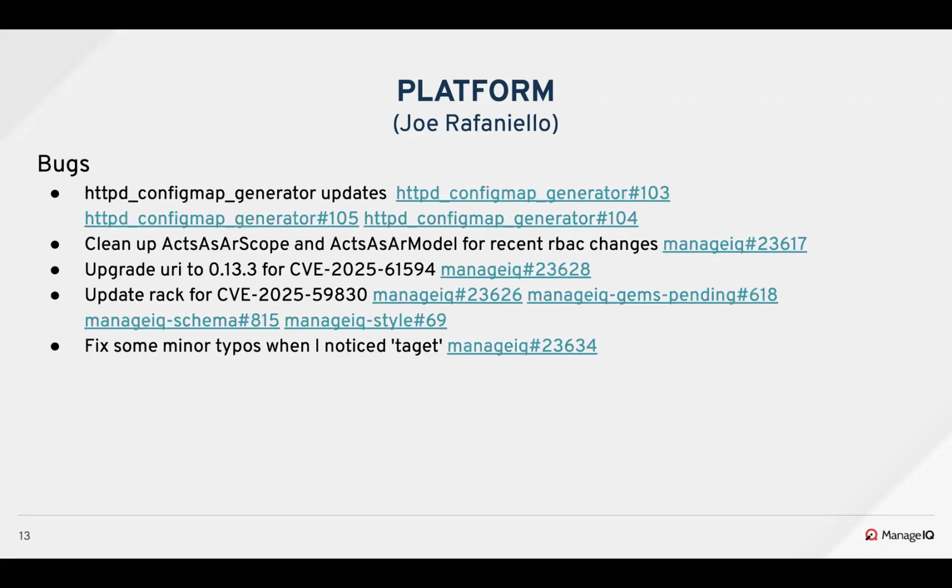For bugs and maintenance this sprint, Keenan updated the config map generator by converting the Travis CI to GitHub Actions. He also downgraded Bundler for Ruby 3.1 compatibility and updated the gemfile.lock. Keenan cleaned up Axis AR scope and Axis AR model to follow up his previous changes for RBAC.